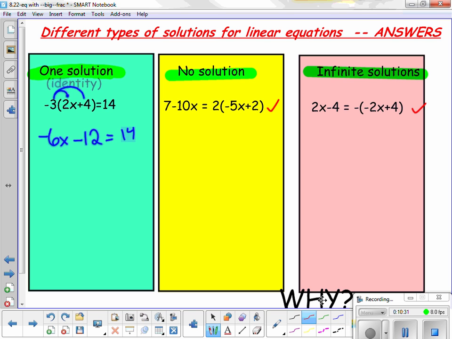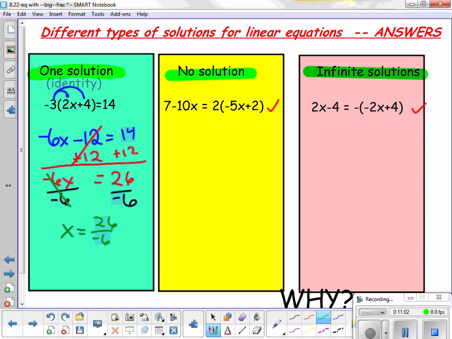And then I want to get the x by itself, so the first thing I have to do is add 12. I bring down the negative 6x. The 12's go away, equals 26. Now I have negative 6x equals 26. It's negative 6 times x, so to move that negative 6, I do the opposite of multiplication, which is division. That means the 6's cancel. x equals 26 over negative 6, which can be simplified. x equals 13 over negative 3.